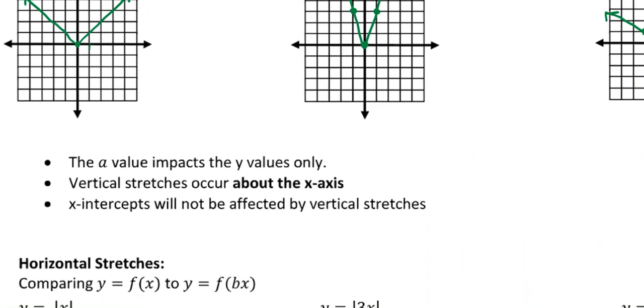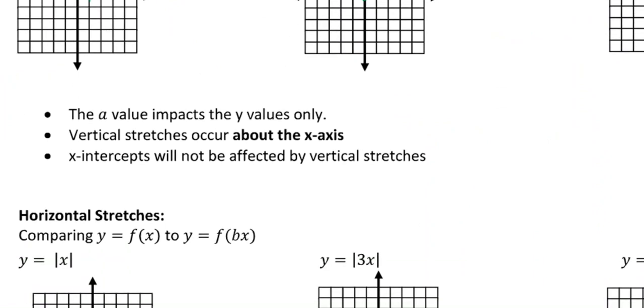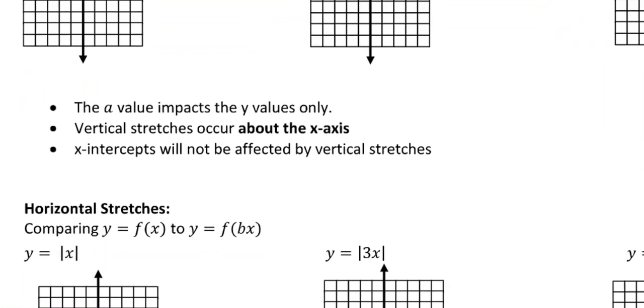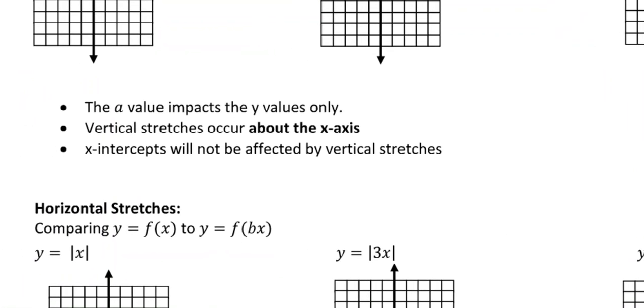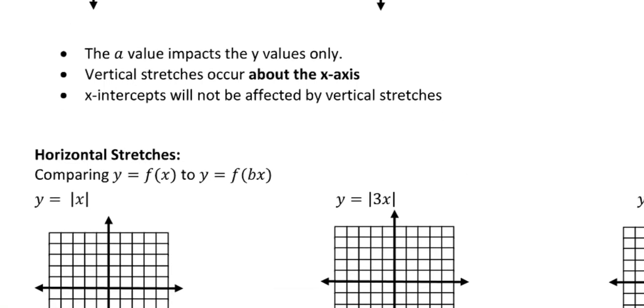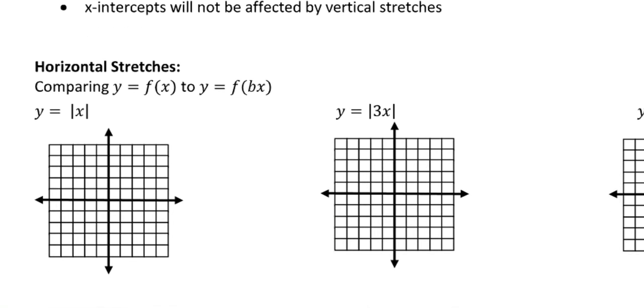So that's it. So things to remember, the A value only impacts the Y value, right? That's only going to affect things in the Y. Vertical stretches occur when we say like about the x-axis again. So even though we're thinking, okay, it's changing the Y values, it's happening about the x-axis. So just make sure you get that one straight. And then x-intercepts won't be affected again, right? Because 0 times any of these numbers is still 0.